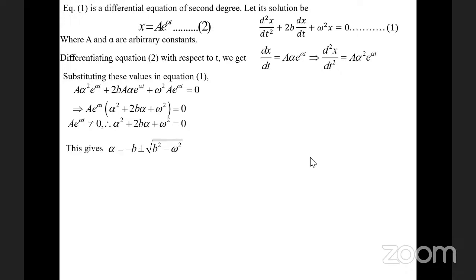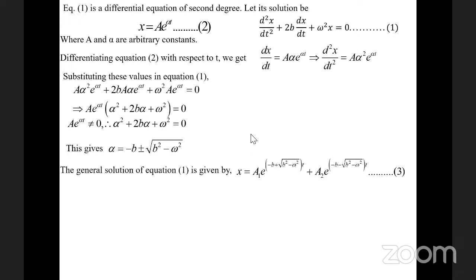This gives you alpha. The roots of this equation are like those of ax square plus bx plus c equals 0. The roots are x equals minus b plus or minus square root of b square minus 4ac, by 2a. Is the formula known? Yes, sir. Go for that, you can get two roots, one with plus, another with minus. By substituting here in x, you will get equation 3.